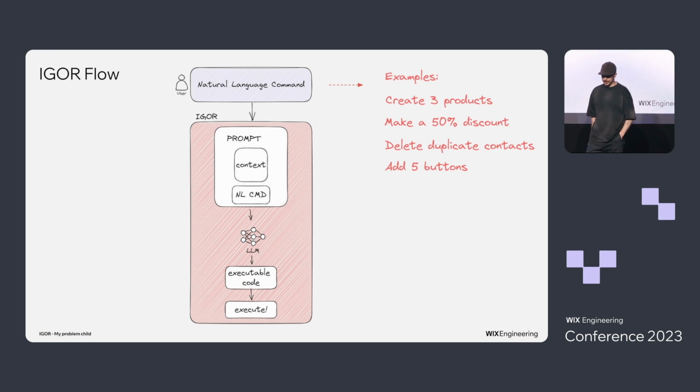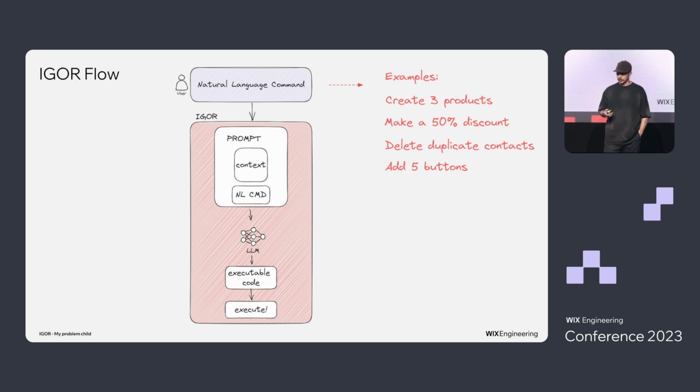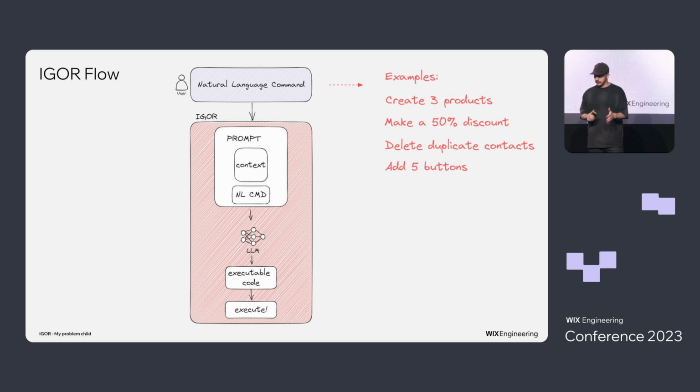So after that demo, let's dive a little bit into those implementation details. What you see here is a more detailed view of the basic flow of IGOR. You have this natural language command coming in, and IGOR takes this Wix command and combines it with some context, and then sends all of that to a large language model. I'll say LLM from now on because it's cool. That LLM then generates code in JavaScript that is written using Wix APIs. And this generated code is then executed, and the task is done.